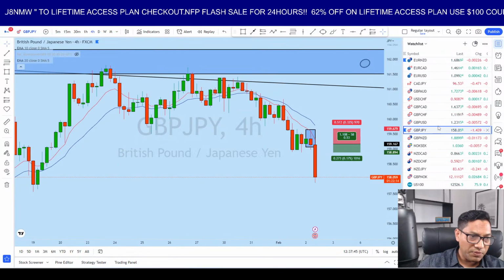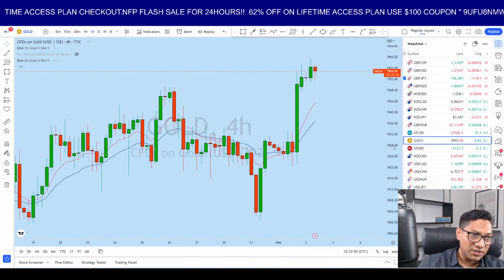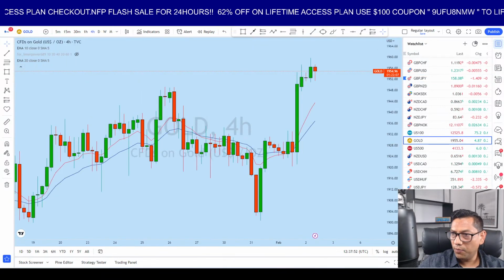So this is with GBP/JPY. So let's see what other pairs are doing, including the gold. There is a big move happening on the gold, so we'll jump on one by one.